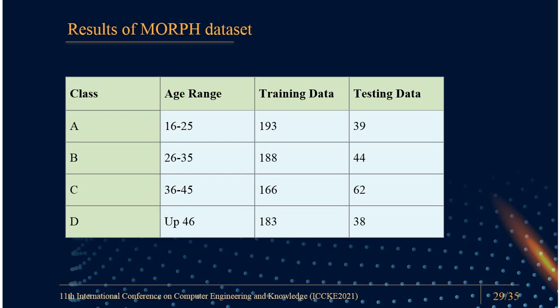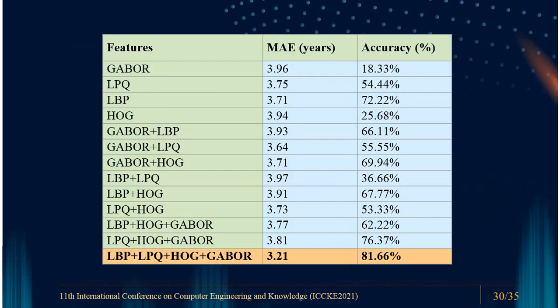Results of the Morph dataset. Similar to FGNet, first our data are divided into four groups, A, B, C, D, based on their age range, and then each group is divided into two subgroups, training data and testing data. 80% of the total data is for training and 20% is for testing. In this table, you can see the best result was obtained using the combination of LBP, LPQ, HOG, and Gabor. The MAE is 3.21 years, and the accuracy is 81.66%.